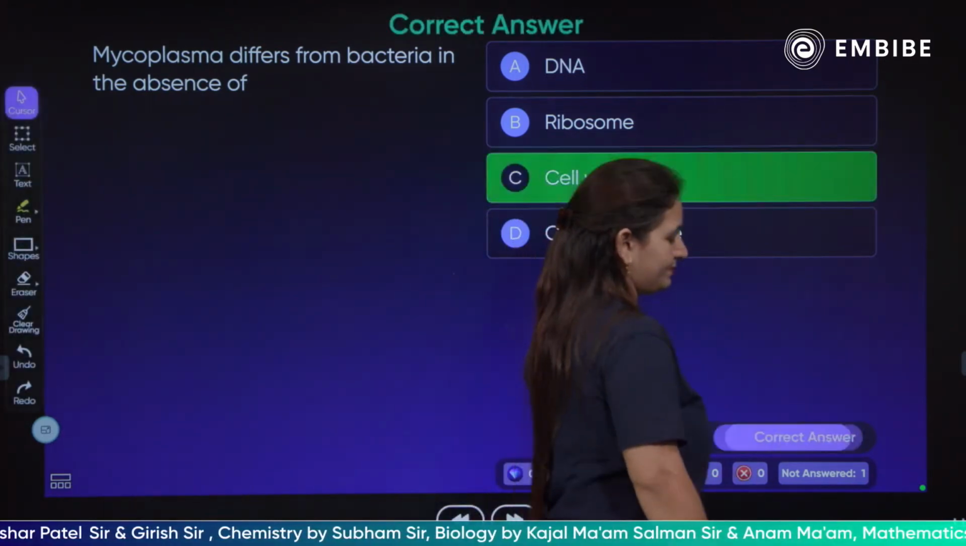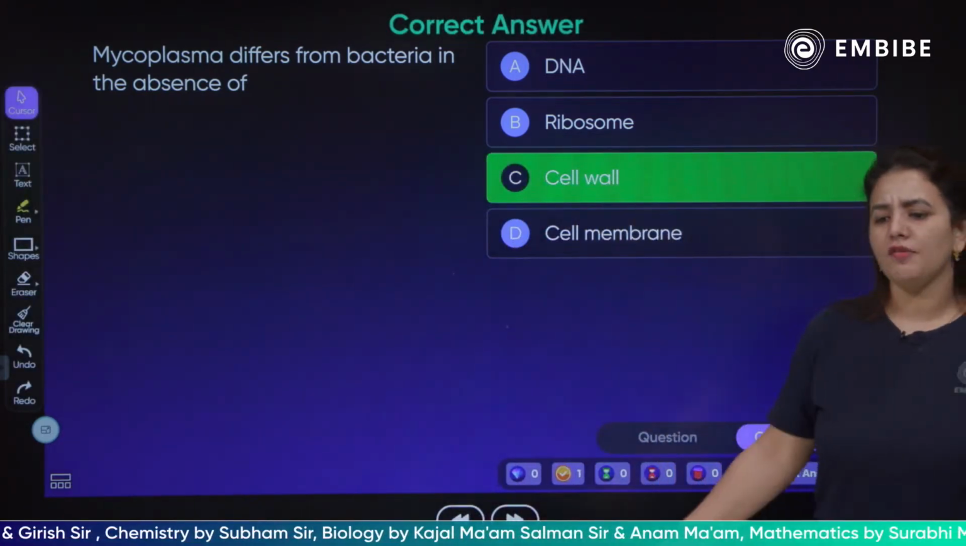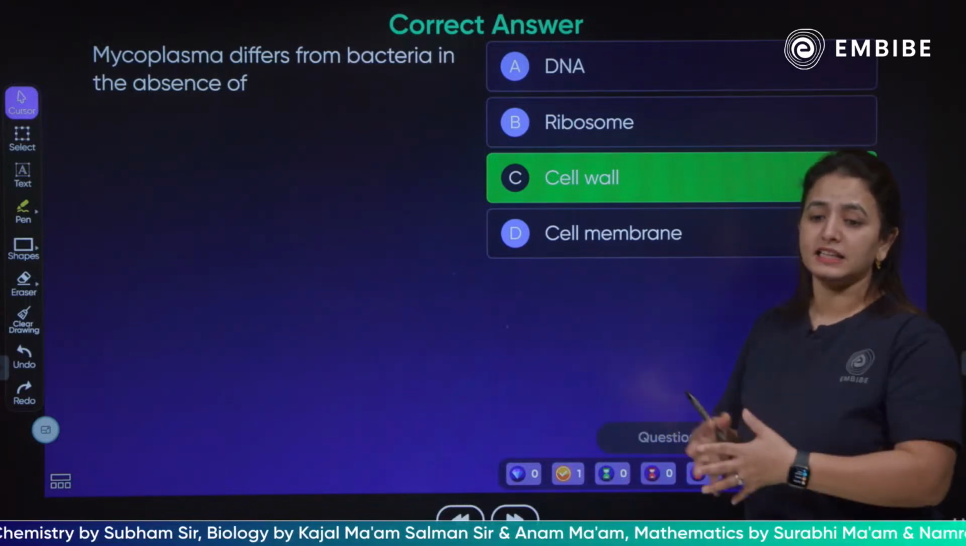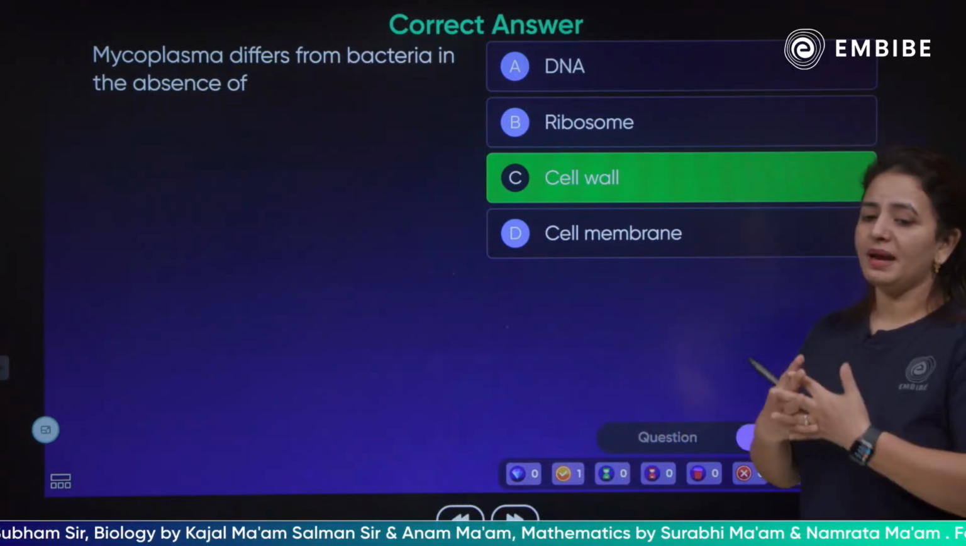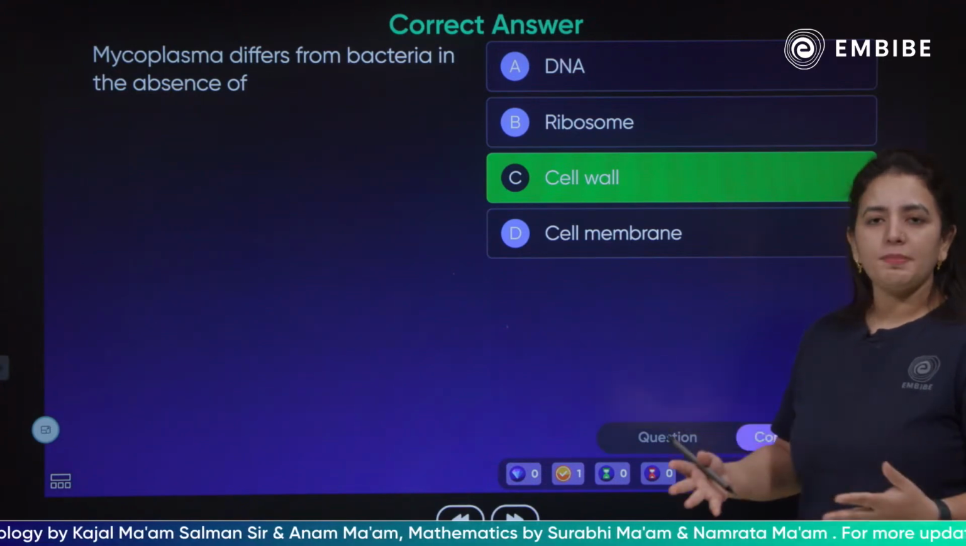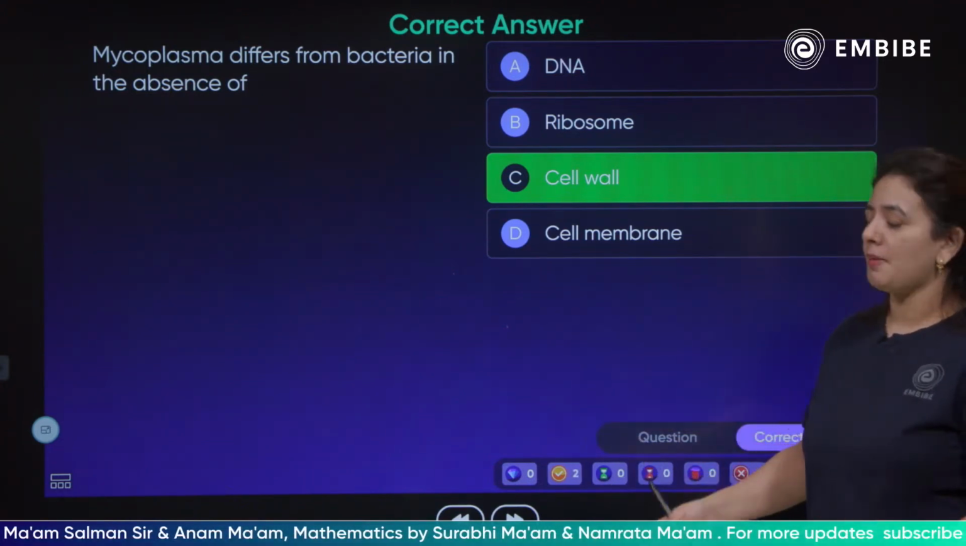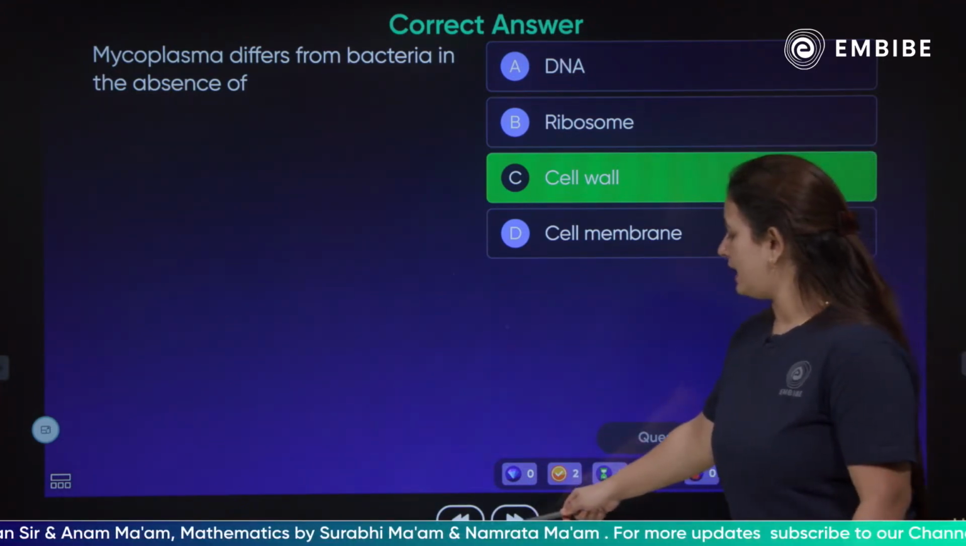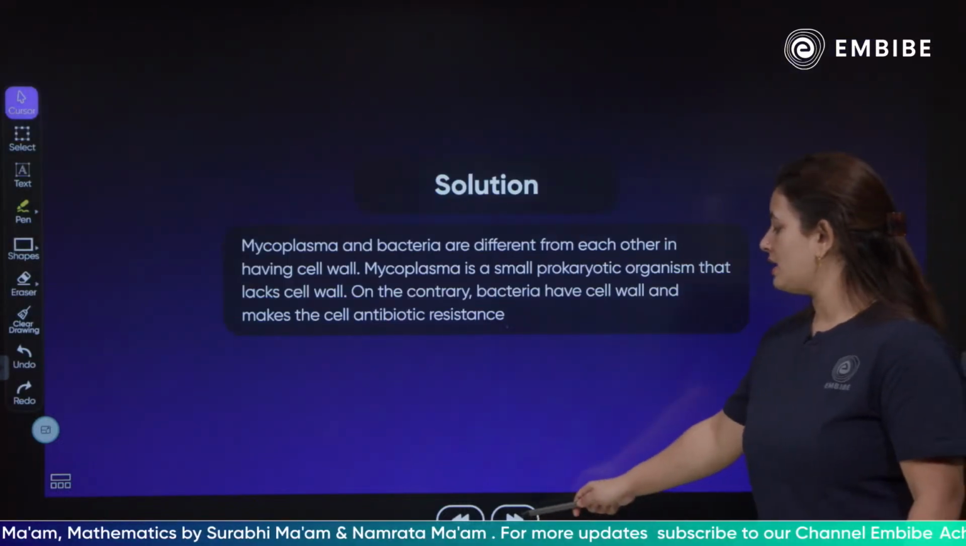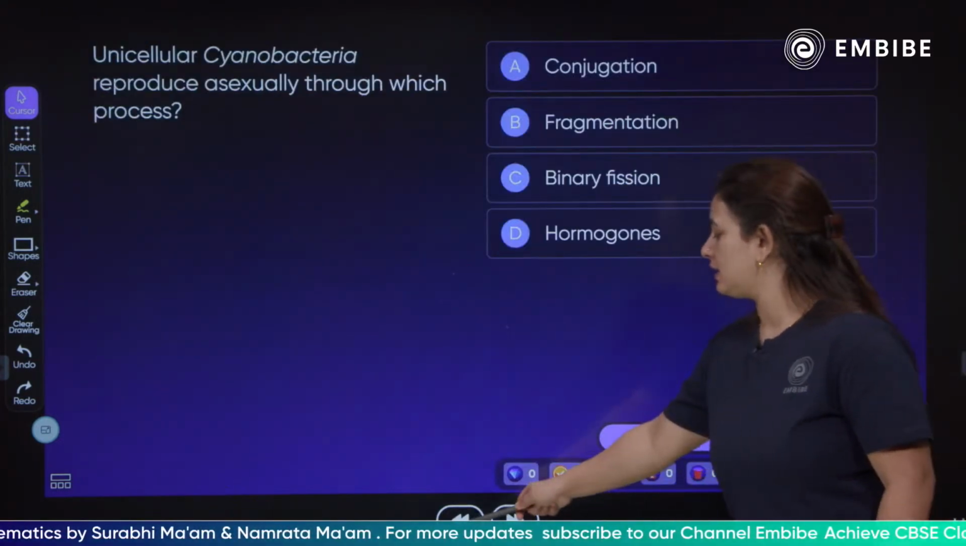Of course, children, the cell wall. Just now we have discussed, the cell wall is a characteristic feature of a bacteria, made up of peptidoglycan. On the basis of that, gram negative and gram positive are also created, but yet the mycoplasma does not have a cell wall.